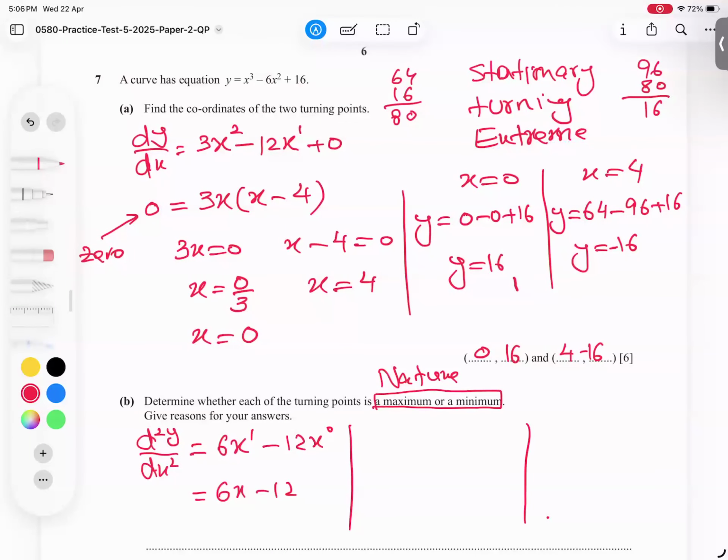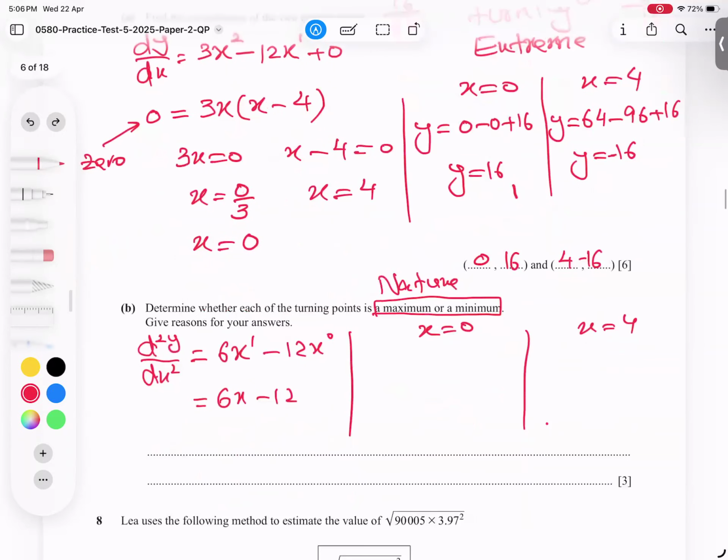Now, students, one by one, x equals 0 and x equals 4. So 0, I'm going to plug in here. And what is the basic criteria, students? So the reason is what I'm discussing now. The reason is here: second derivative, when I plug in 0 here, I'm getting negative 12. Negative, when it's less than 0, is called point of maxima.